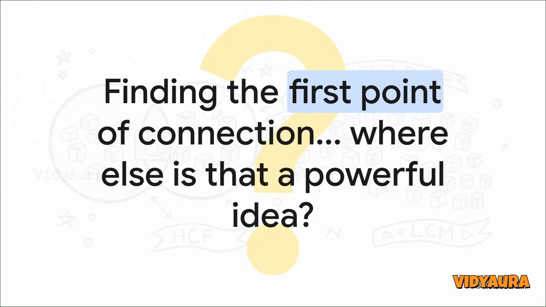So we've cracked the code. HCF helps us break things down into the largest shared groups, like making bouquets, and LCM helps us find the next time different cycles will sync up perfectly, like our runners on a track. Both are about finding what numbers have in common, just from completely different directions. Finding common ground. Where else in life is that a powerful idea? Something to think about.